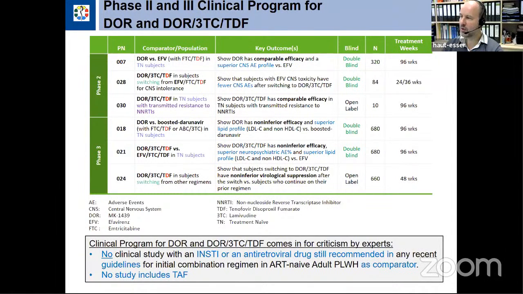So the physicians and experts expected that Merck or MSD would conceive a study to compare with an integrase inhibitor or a combination with TAF, especially since Merck or MSD has Isentress and dolutegravir as integrase substances, so it would be easy for them to compare this. So we have some studies, but with older drugs, so it's a part of discussion how we interpret this data.